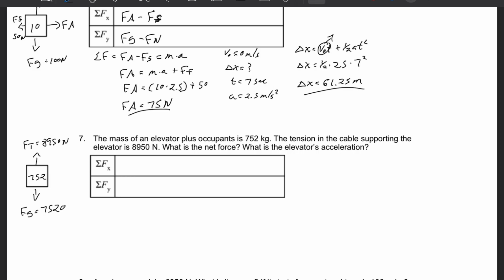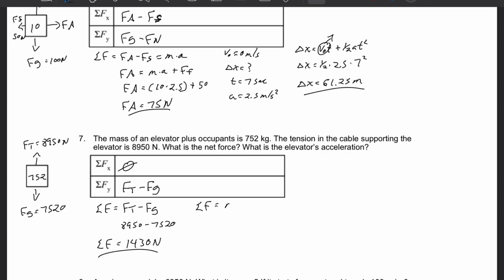What's the net force? The net force is going to be force of tension minus force of gravity. And I chose that order because force of tension is bigger than force of gravity. Larger minus smaller keeps us positive. So our net force is going to be force of tension minus force of gravity, which is 8,950 minus 7,520. Once we do that math, let's see what we get. 1,430 newtons.